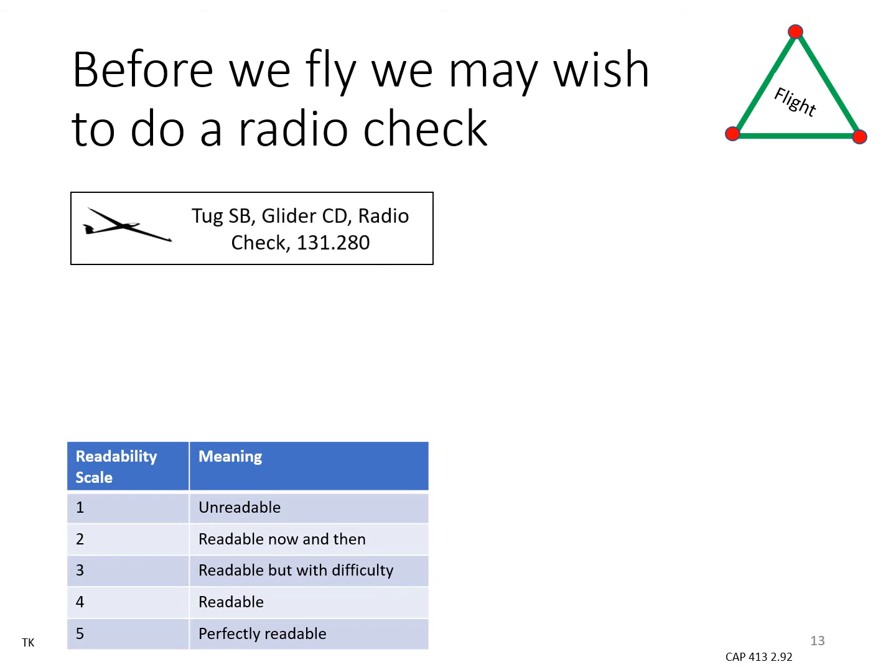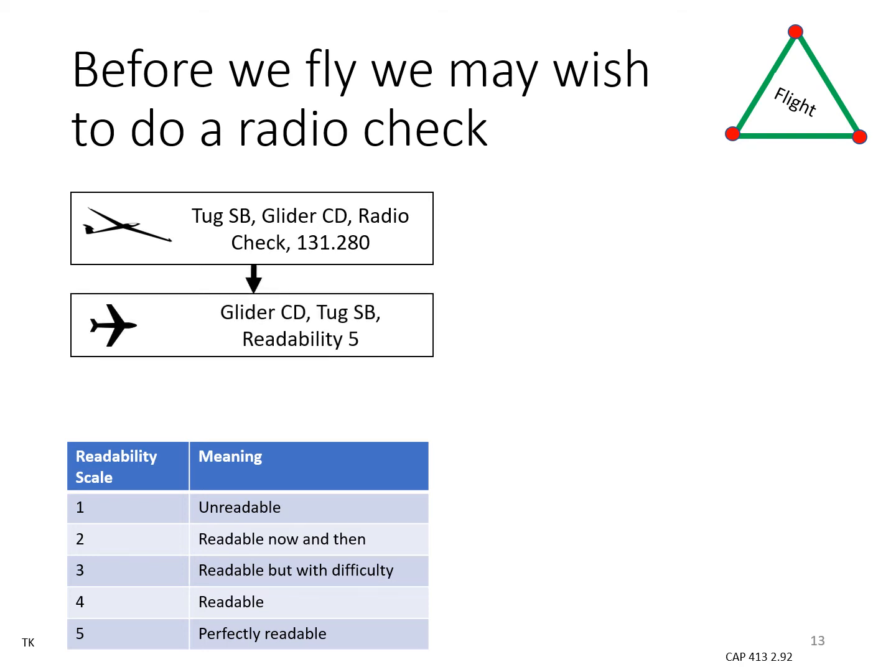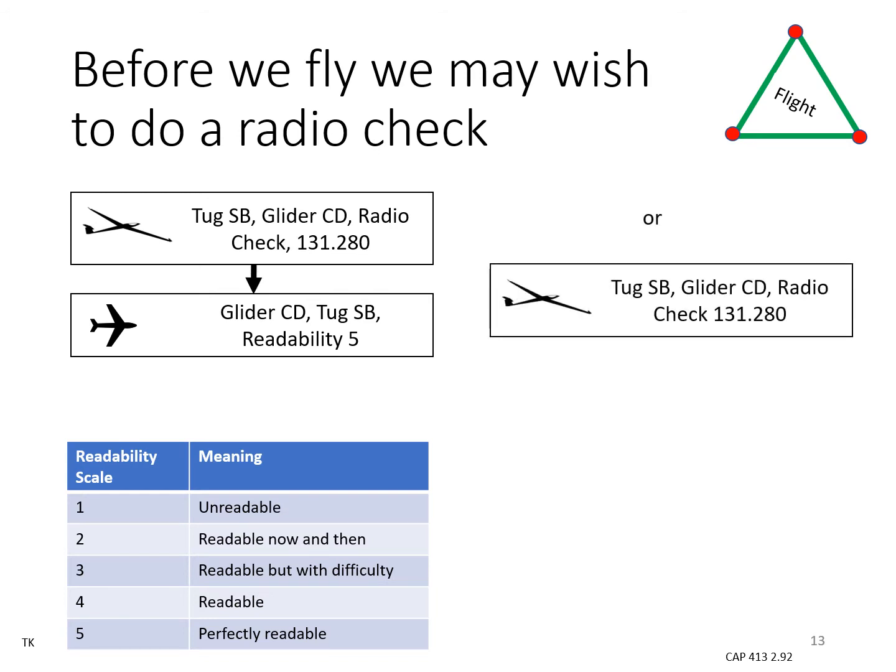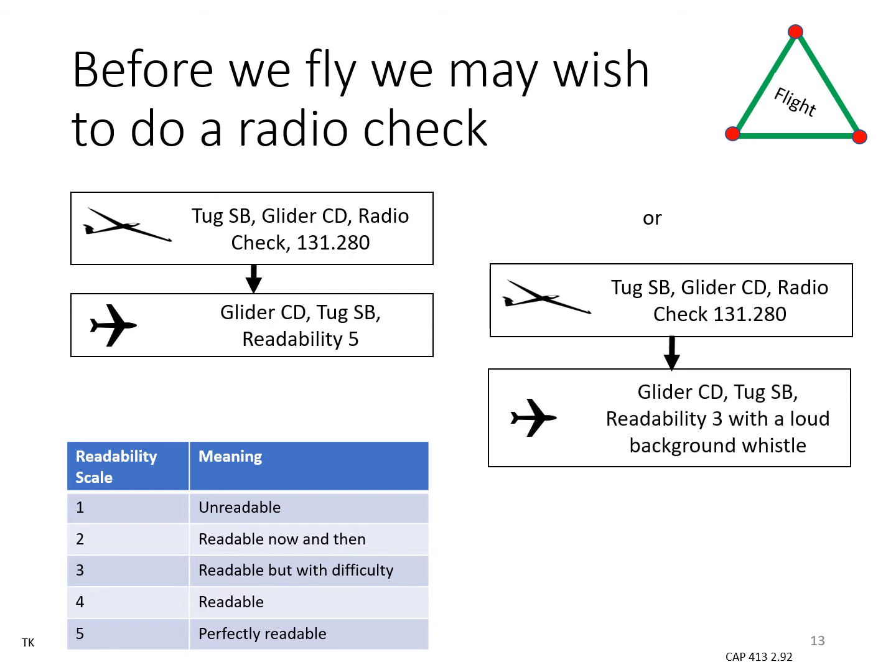Tug Sierra Bravo, glider Charlie Delta, radio check 131.280. Glider Charlie Delta, Tug Sierra Bravo, readability 5. Tug Sierra Bravo, glider Charlie Delta, radio check 131.280. Glider Charlie Delta, Tug Sierra Bravo, readability 3 with a loud background whistle.